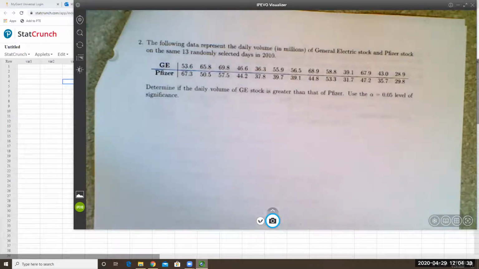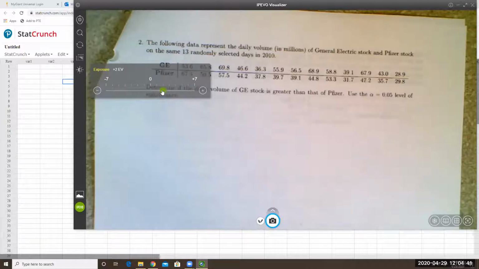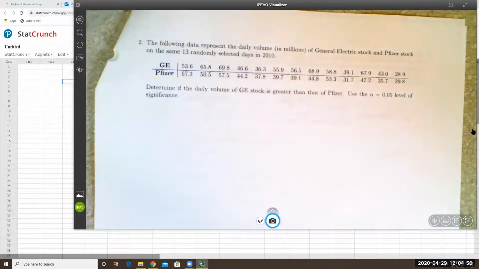So this one says the following data represent the daily volume in millions of General Electric stock and Pfizer stock on the same 13 randomly selected days in 2010. Let's see if I can make this brighter. Not much. Anyway, determine if the daily volume of GE stock is greater than that of Pfizer. Use the 0.05 level of significance. Okay, go ahead and give the video a pause, see if you can set this up.